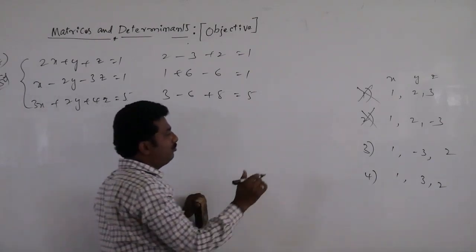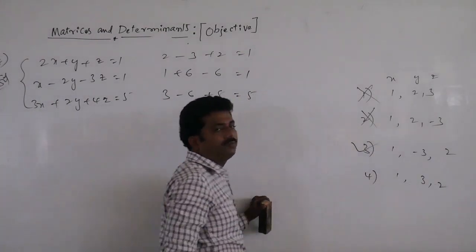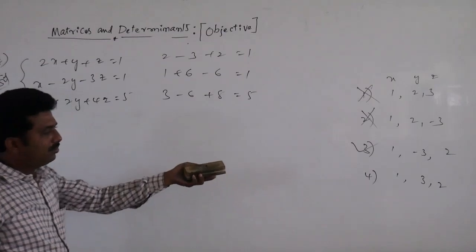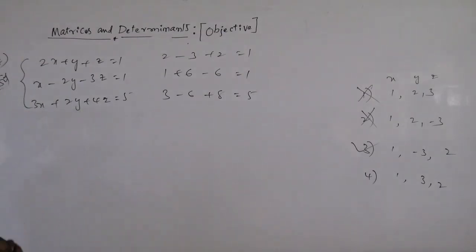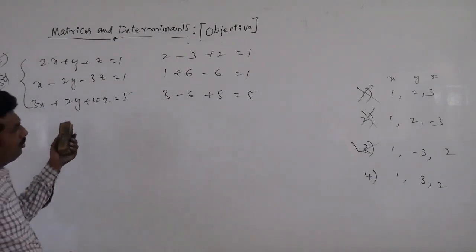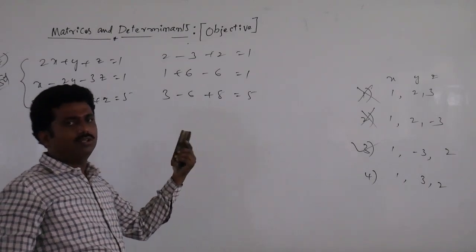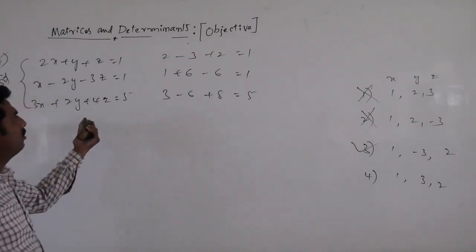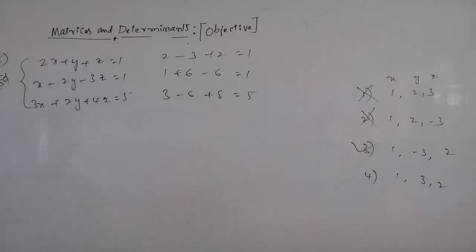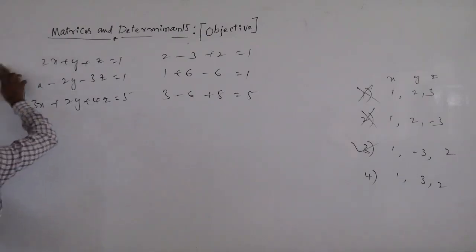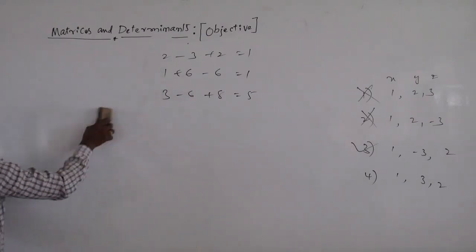So which option is correct? The third option. No need to check the fourth option; it is not the answer. So like that we have to write the solution of this equation. Or you can use the matrix method or Cramer's rule and you will get the answer, but that is a lengthy process. No need to calculate like that. Like this we have to answer. Next.